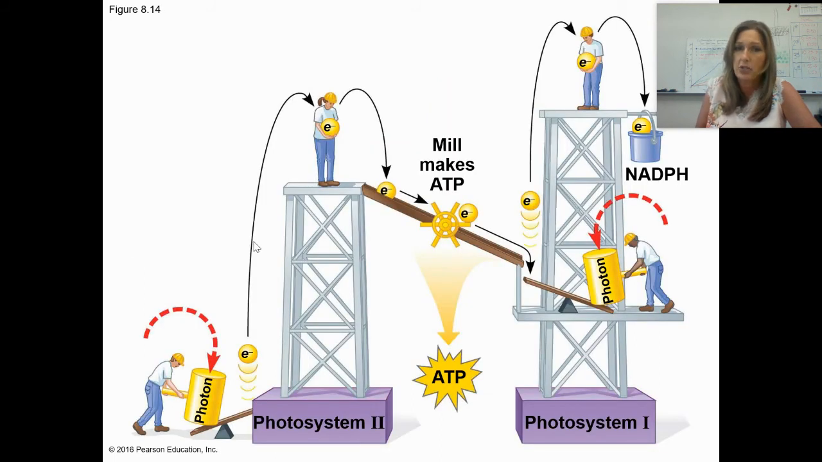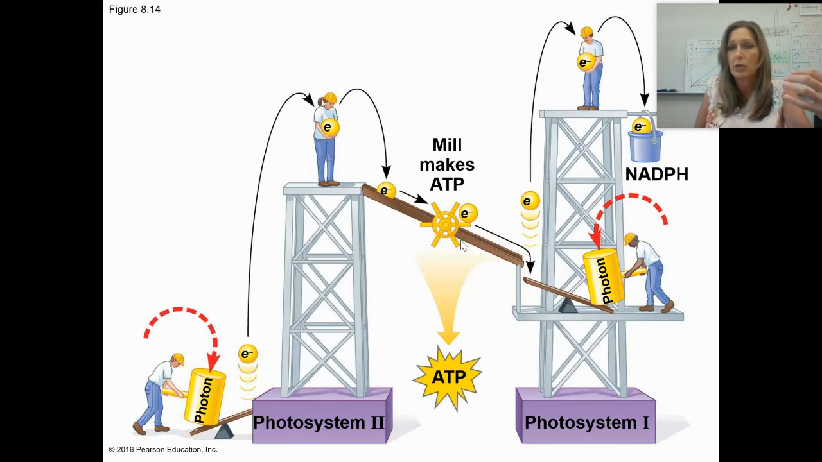Here's another analogy. This is a construction worker analogy just to help you understand the role of each photosystem. Photosystem 2's role is to get an initial electron elevated to a higher energy state. And it's the photons from light that are energizing the electron to a higher energy state. And now at a higher energy state, through a series of redox reactions, the electron can pass through electron transport.